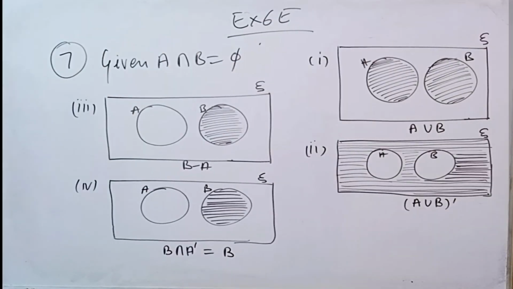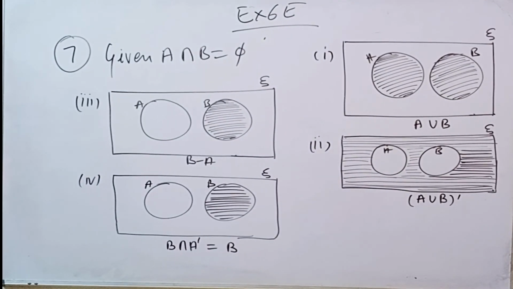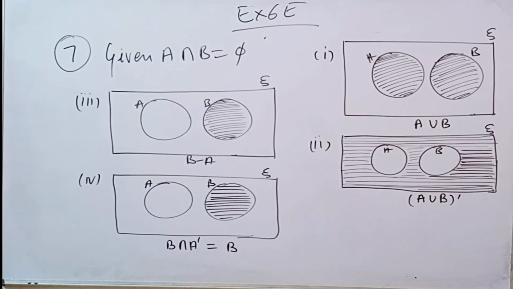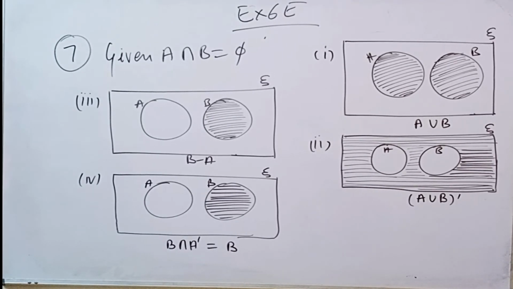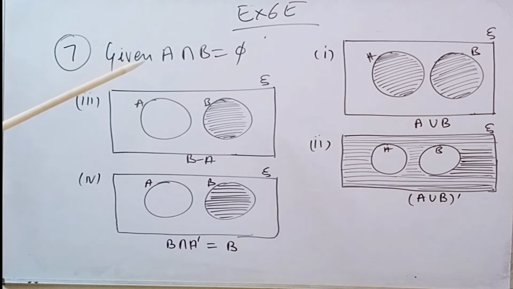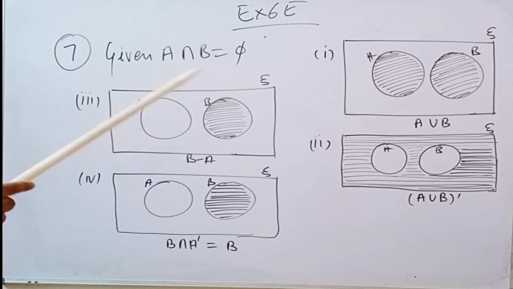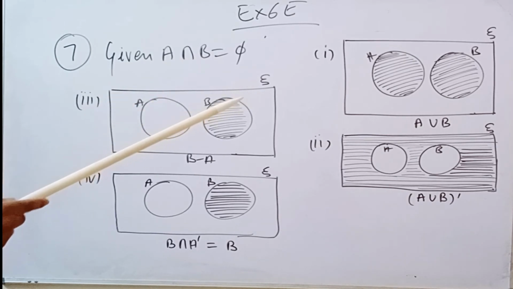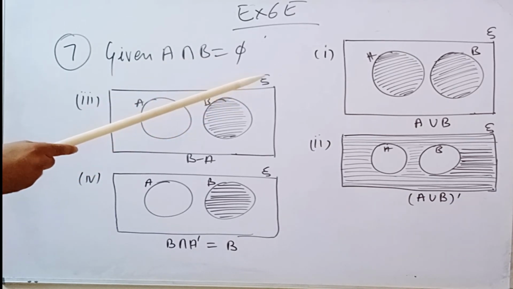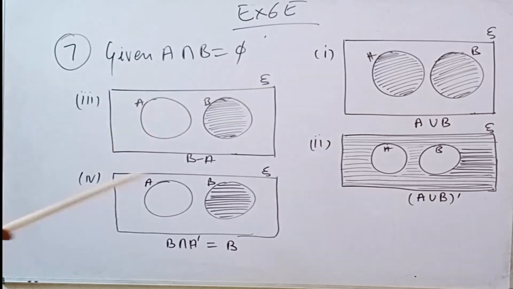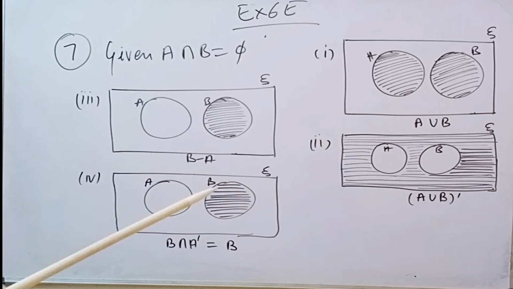Children, I am taking question number 7, in which we have to draw the Venn diagrams and show the relationship between A and B, given A intersection B equal to phi. That means no element is common in A and B. A and B are separate. So here we can see A and B in all the Venn diagrams. A and B are separate. No part is common in both A and B.